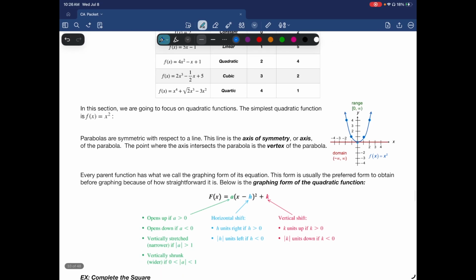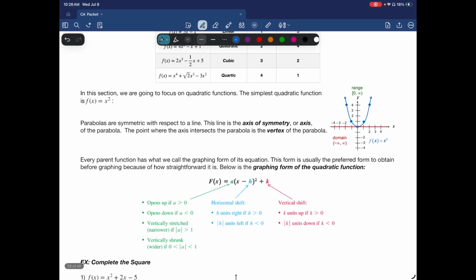In this section, we're going to focus on quadratic functions. The simplest quadratic function is f of x equals x squared. We have this picture to the right. Parabolas are symmetric with respect to a line. That line is the axis of symmetry, or just the axis of the parabola. The point where the axis intersects the parabola is the vertex of the parabola. So we have this imaginary line that goes right through the middle of it, and it splits the parabola directly in half. That's your axis of symmetry. And then the vertex is where it changes directions, also where that line of symmetry goes through.